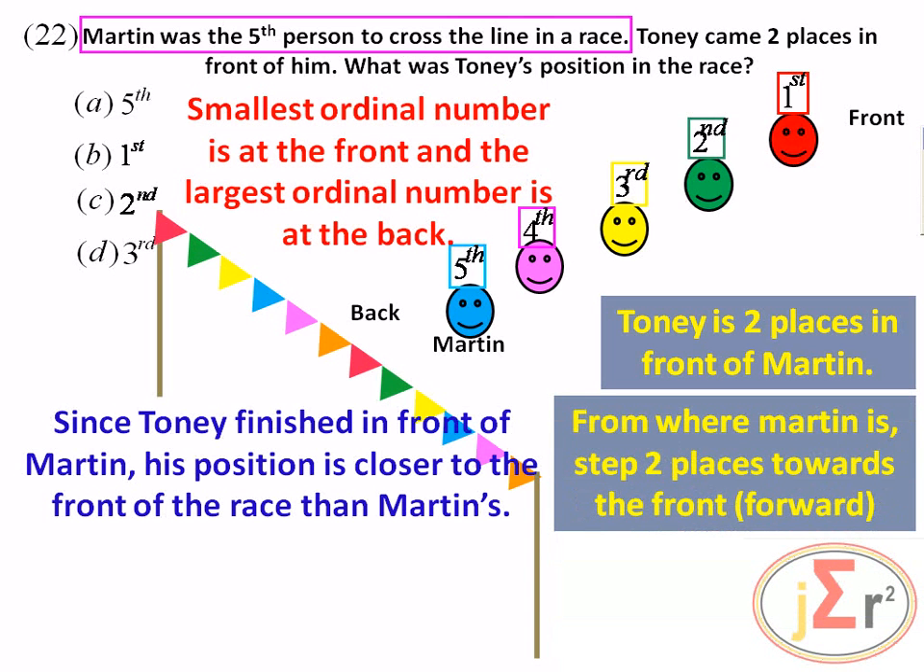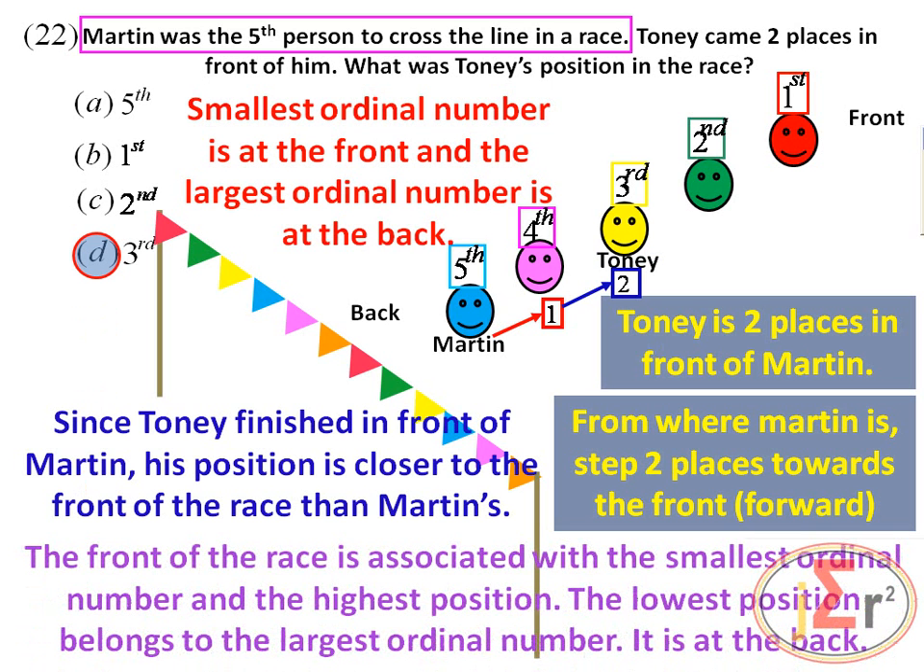From where Martin is, step 2 places towards the front. 1, 2. If we go 2 places from Martin, those 2 places will take us to which one? Yellow. Right, to the yellow one. Therefore, the yellow one has to be Tony's. And Tony finished in third position, as Jerry would have figured out a long time ago.